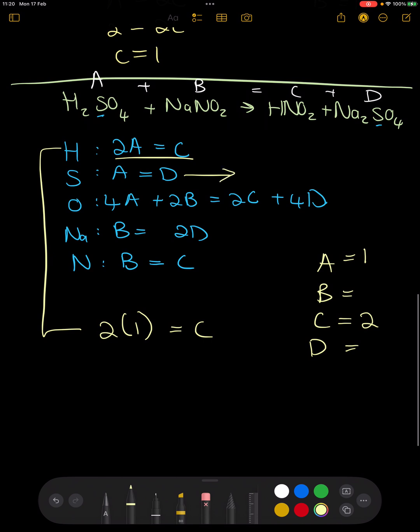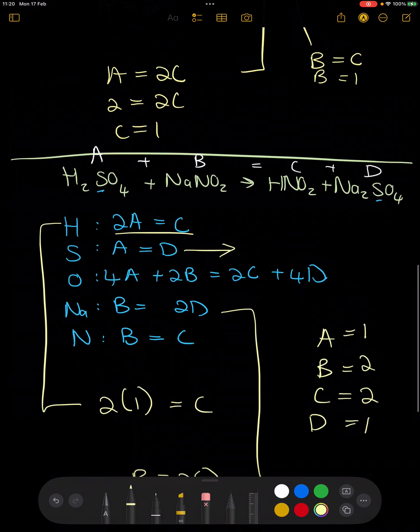My A value is equal to D, meaning D is equal to 1. And B is equal to 2D. So that will be 2 times 1, meaning that will be equal to 2. So there is this one balanced.